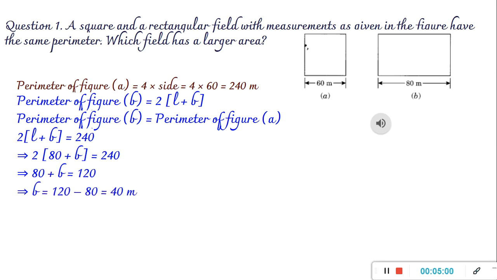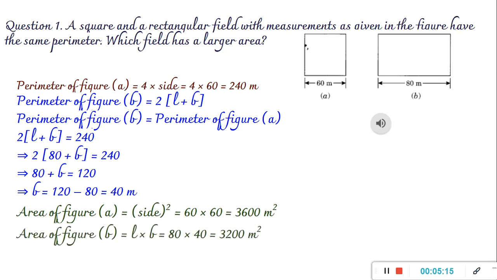Now we got the length and breadth both of the rectangle. Now we can find out the area of the square and the area of the rectangle, then compare them. Area of figure A, side square, that is equal to 60 into 60, 3600 meters square. Area of figure B, length into breadth, that is 80 into 40, 3200 meters square.